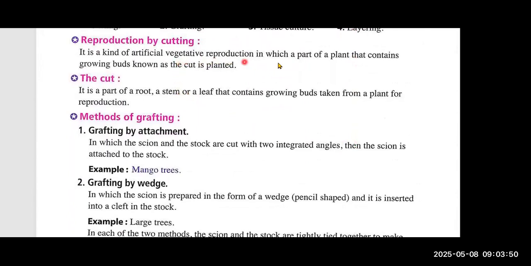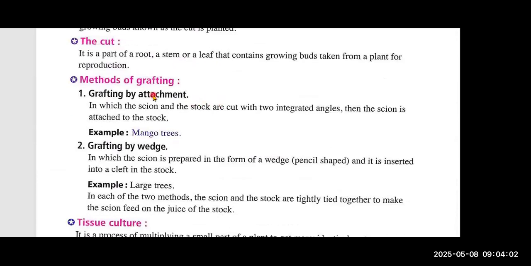Cutting is an artificial vegetative method where a part containing buds, known as the cut, is planted. The cut is a part of the plant, stem, or leaf that contains growing buds. Methods of grafting: grafting by attachment and by wedge. By attachment, we put the scion on the stock and attach it to it, like a mango tree.